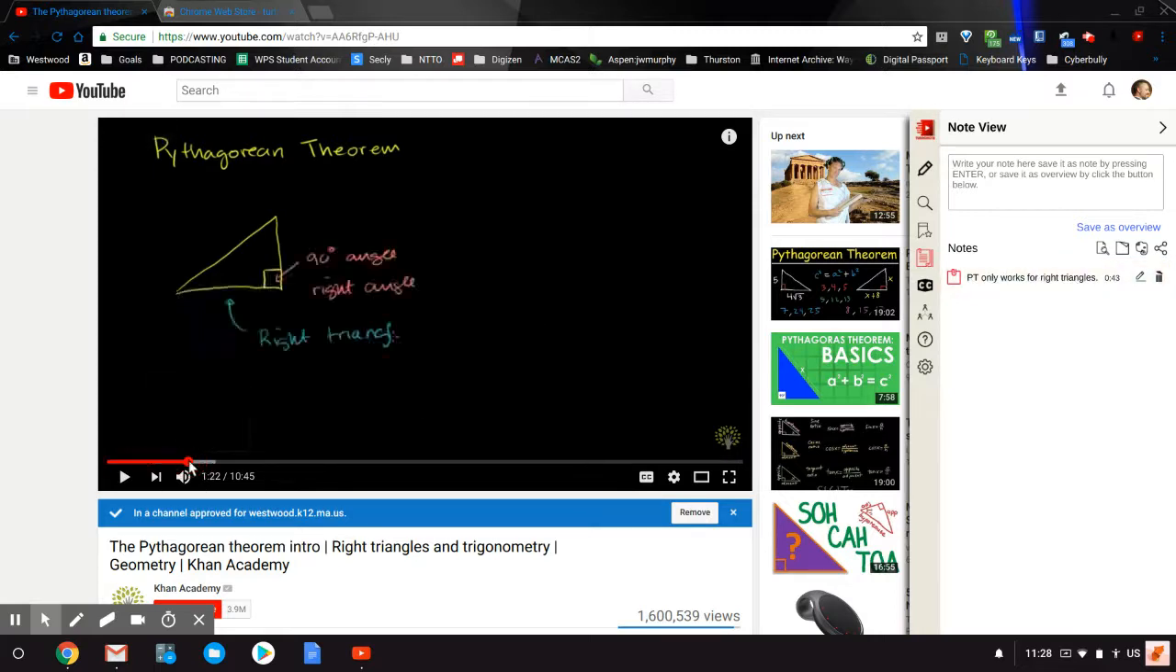I'm going to move ahead just to have a couple of examples. Here I can see that a right angle is a 90-degree angle. And I hit enter again. So there I have my two notes.